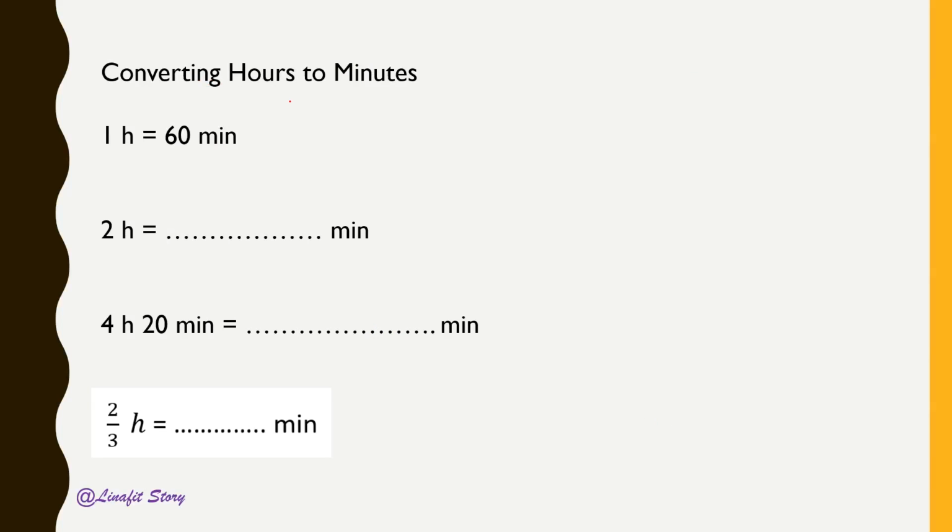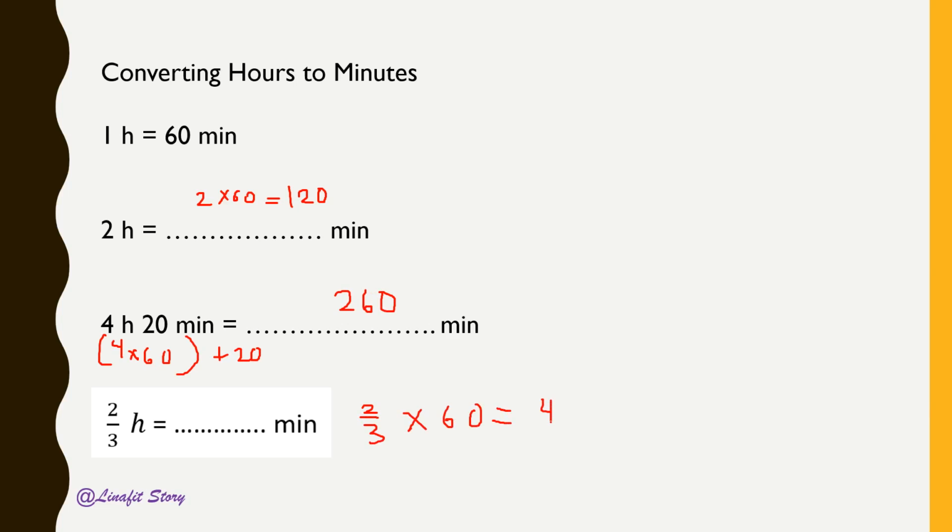Converting hours to minutes. Remember that 1 hour is 60 minutes. How about 2 hours? So 2 times 60 is 120 minutes. 4 hours and 20 minutes. So this means 4 times 60 plus 20 minutes equals 260 minutes. How about 2/3 hour? So 2 out of 3 times 60 minutes. So this equals 40 minutes.